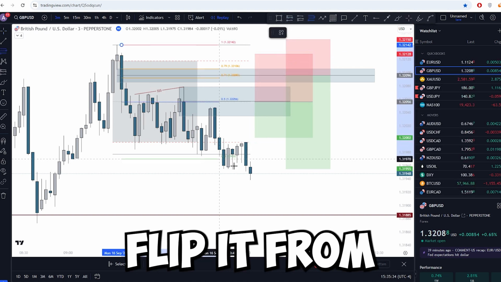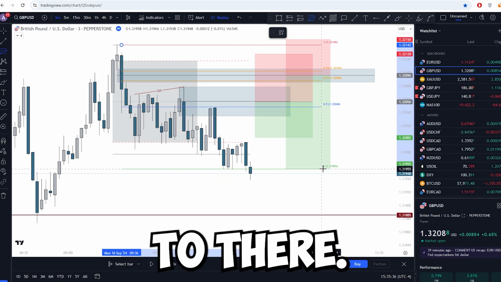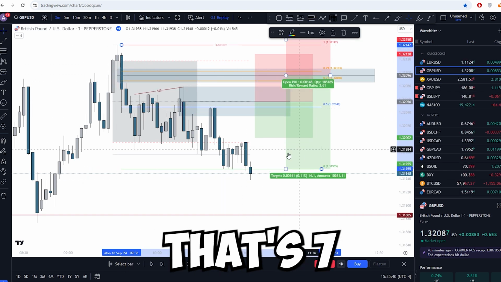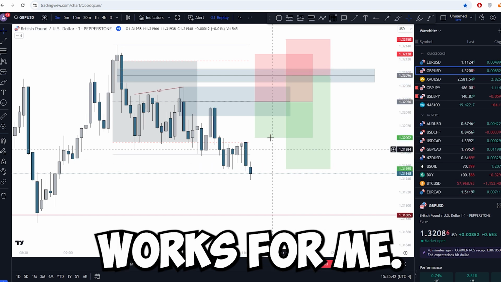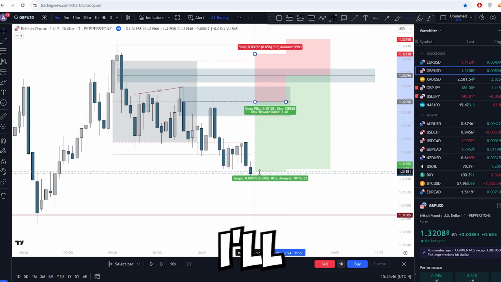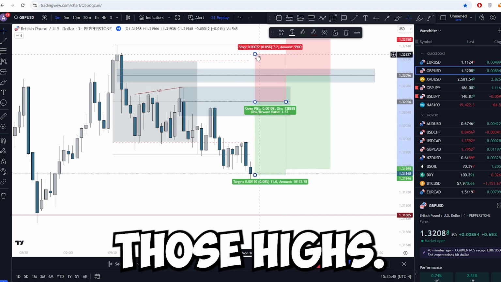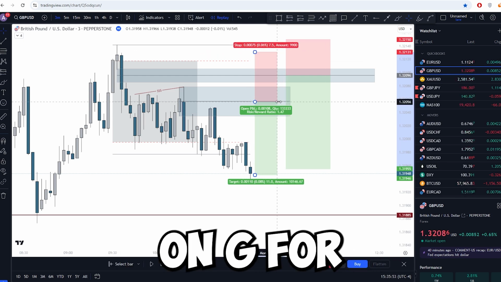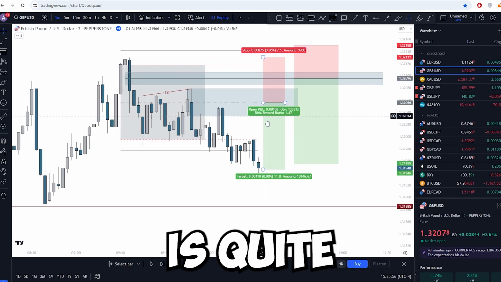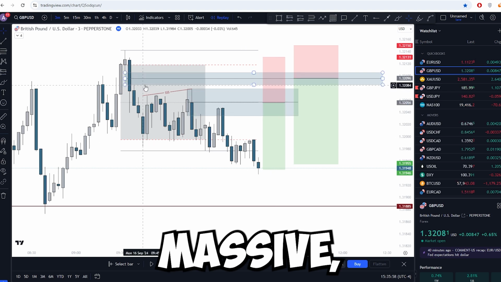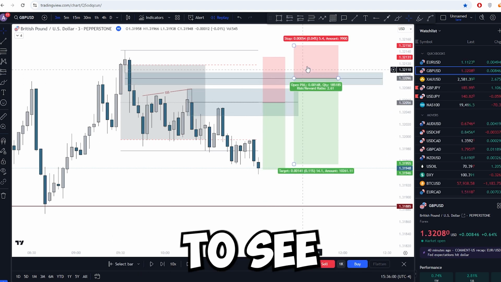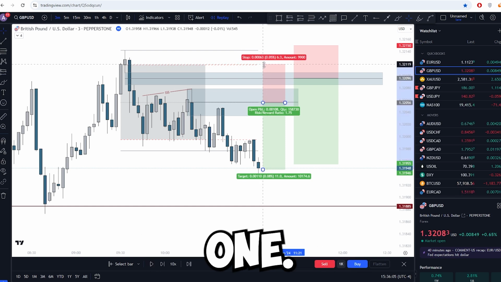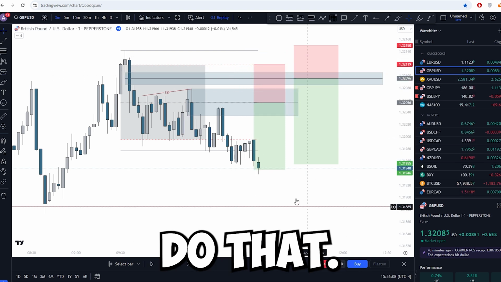Let's see if I fib it from there to there. I think that falls right into that 71 level. So that works for me. Have a position here. I'll possibly target those highs. This would be a wide stop. 8 pip stop on GU for New York is quite massive in that sense. But we want to see if it comes this way. Then maybe if we lose this one, we get the other one in profit. So I'm just going to do that.